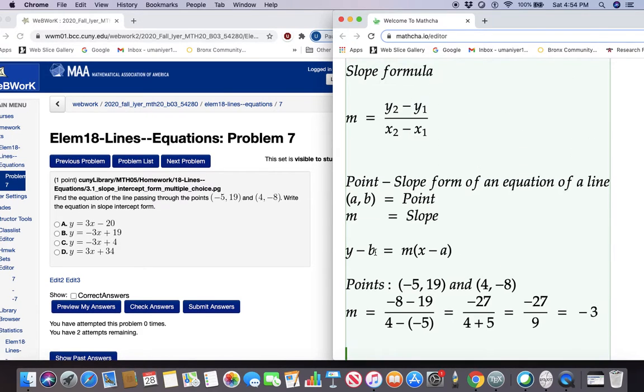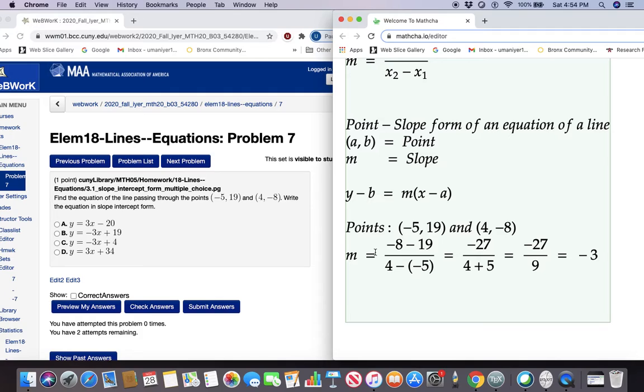You may choose either one of these points. Oh, here we go. y minus y coordinate is slope times x minus x coordinate. I'll choose the first point. y minus 19 equals slope times x minus negative 5. Okay, so y minus 19 is negative 3 times x plus 5.